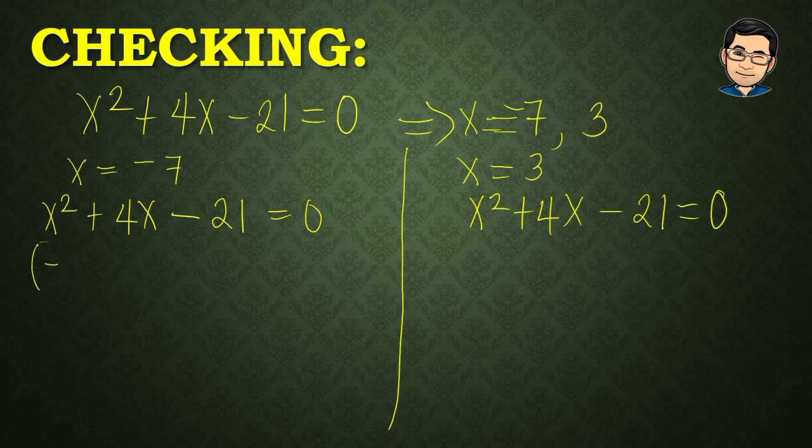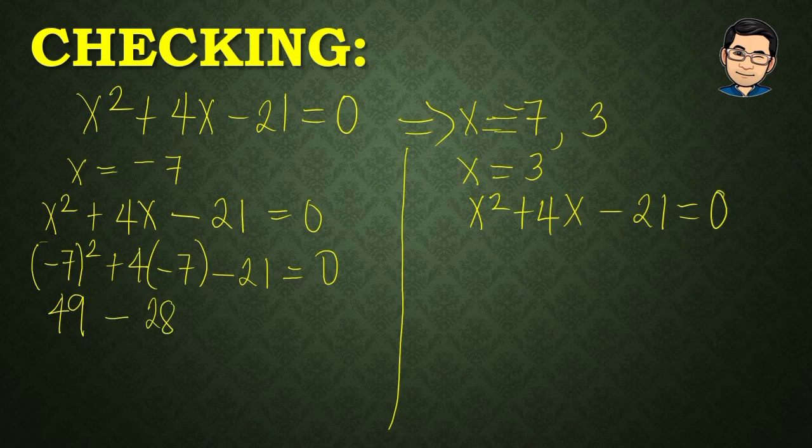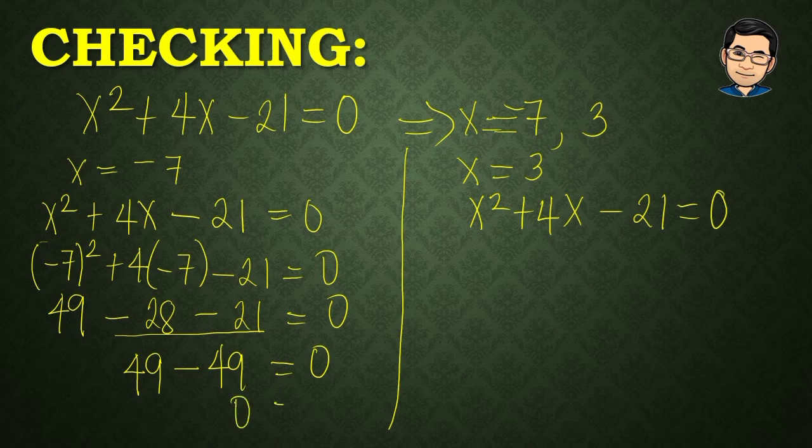So, palitan natin, substitute, negative 7 squared plus 4 times, again, negative 7 minus 21 equals 0. Negative 7 squared, that is 49. 4 times negative 7, that is negative 28 minus 21 equals 0. And then combine like signs, ayan, negative 28 and negative 21, 49 minus 49 equals 0. And 49 minus 49 is 0 equals 0. So, yung root natin na negative 7, correct.